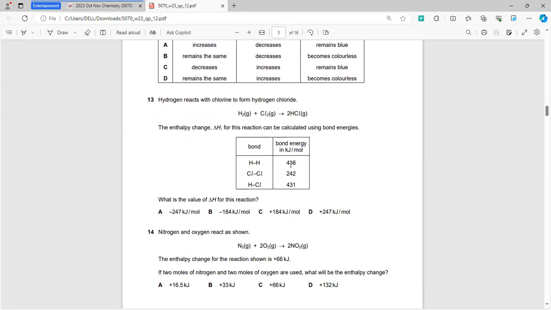Now, how do we calculate enthalpy change? We basically take the sum of the bond energy required for bond breaking and the energy released in bond forming, and subtract the two. So for HCl, the sum's answer is 431. So we subtract it from the sum of 436 plus 242, and the correct option will be B.